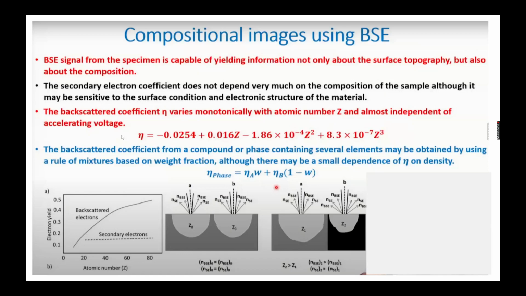So this is your phase. How can you determine it? So this is your W, the weight fraction of A, and for B, it means the weight fraction of 1 minus the weight fraction. Although there may be a small dependence on density, yeah, you can get the topography as well as your composition.